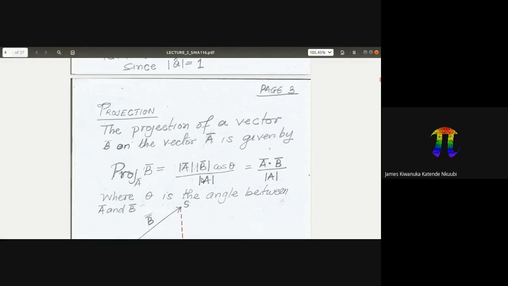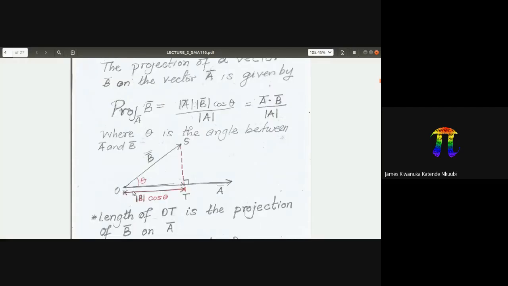So remember, the projection is also just a number. It is not a vector, because all we are interested in is this length from O to T. We are not interested in the vector, it's just the length. So the projection of B on A is a number. And you can tell that from the formula. The dot product always gives you a number.